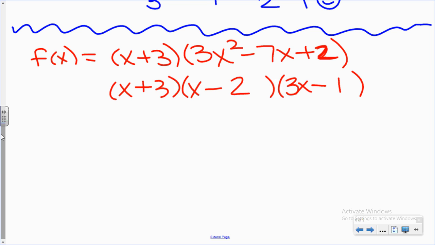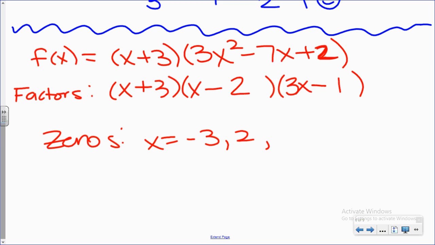Wait, so that one on the right means that one of the zeros is 1/3. Yep. If we wanted to talk about our zeros, they would be negative 3, 2, and 1/3. If you know a zero, you know a factor. If you know a factor, you know a zero. Kind of nice, right?